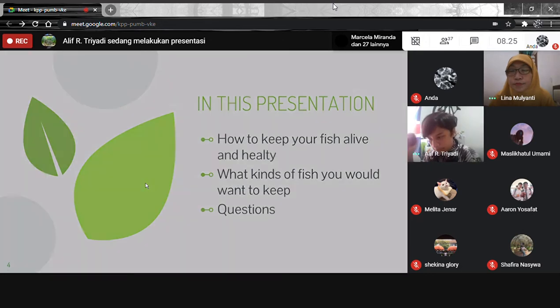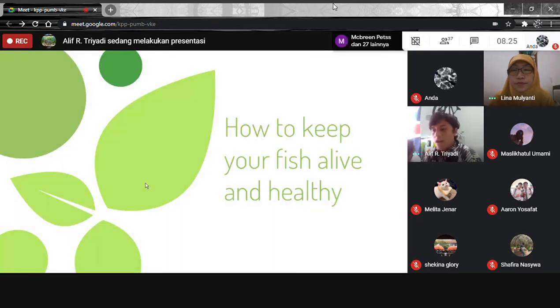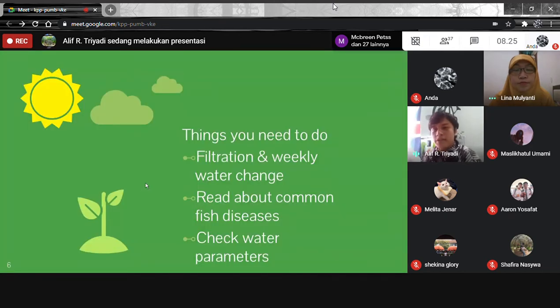Now, the first thing to know about how to keep your fish alive and healthy is, first, filtration and weekly water change. Second, read about common fish diseases so you can prevent them from happening, or prevent your fish from getting sick. Keeping them healthy is the best way to keep them alive. And then also, the last one, check your water parameters.